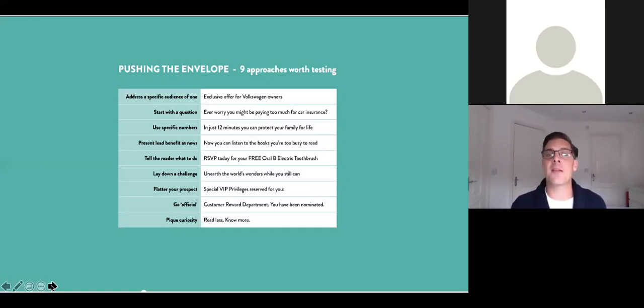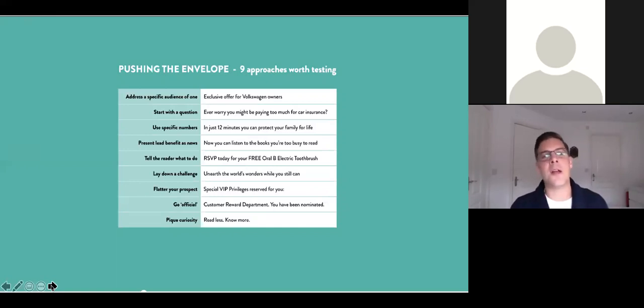Flatter your prospect. I'll talk about this a little bit later as well when we look at opening letters. Special VIP privilege reserved for you, and then underneath it's got the address carrier. It makes it feel like the person has been allocated a particular benefit. That often works quite well.